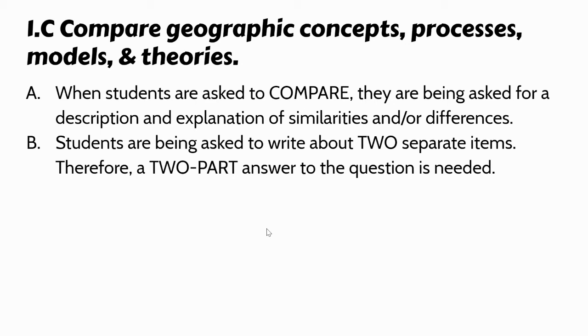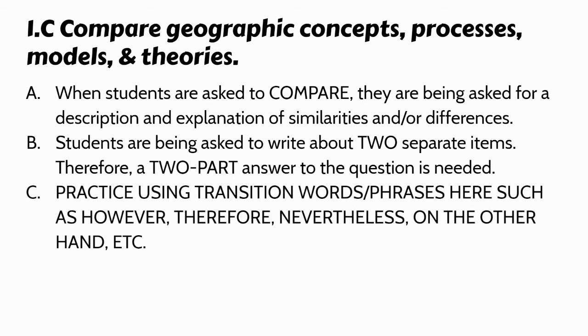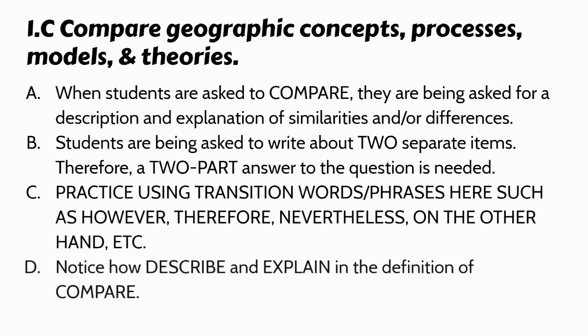So students are being asked to write about two separate items, therefore a two-part answer to the question is needed. I know you guys know this. You can't just talk about one thing. You have to talk about both things when you're being asked to compare. A helpful hint for this is practice using transition words or phrases. So you might say something about one thing, and then you would say, however, therefore, nonetheless, or on the other hand, and then you can ensure the fact that you're going to talk about the other thing that you're being asked to compare.